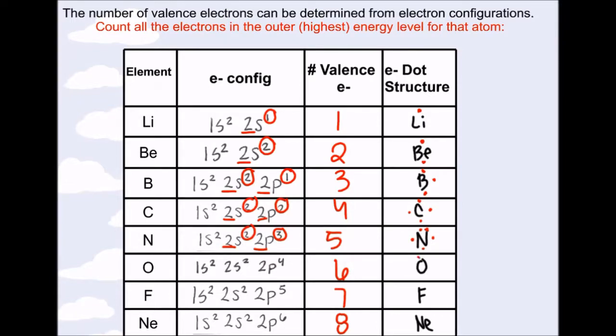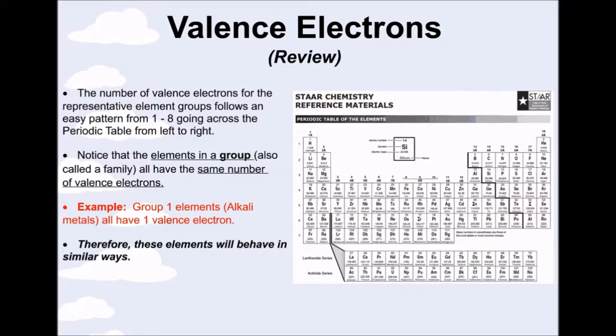Okay? At 6, we're going to have 2 pairs and then 2 that are single. For fluorine, we've got 3 pairs and then 1 all by itself to make 7. And for neon, you'll have 4 pairs, making a total of 8 valence electrons. That's just the pattern you should follow when drawing your electron dot structures. So the number of valence electrons for the representative element groups follows an easy pattern from 1 through 8, going across the periodic table from left to right. You see the pattern. It's easy. 1, 2, 3, 4, 5, 6, 7, 8.